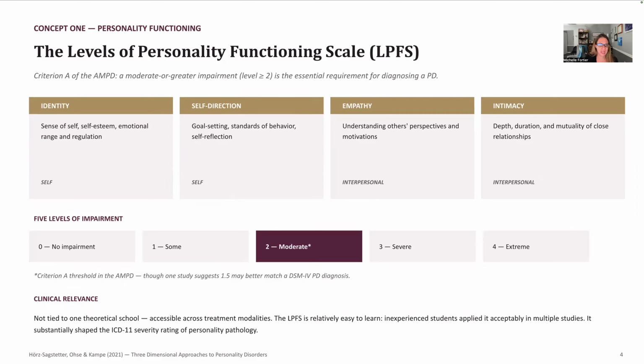And clinical relevance: not tied to one theoretical school, accessible across treatment modalities. The LPFS is relatively easy to learn, and experienced students applied it acceptably in multiple studies. It substantially shaped the ICD-11 severity rating of personality pathology. So the cool part about using the AMPD and the Levels of Personality Functioning Scale is you don't have to be really trained up in one particular theoretical school, which is great for me because I really like DBT and MBT, and I am not very psychodynamically or psychoanalytically trained. Just not my jam.